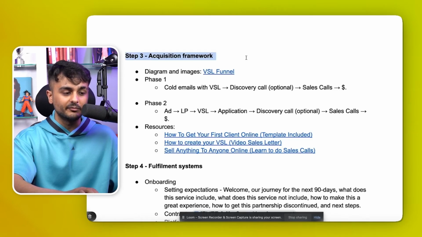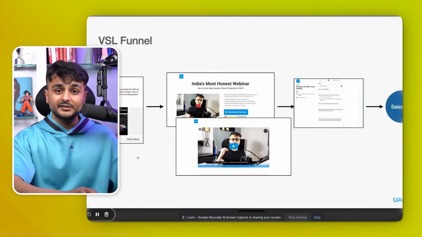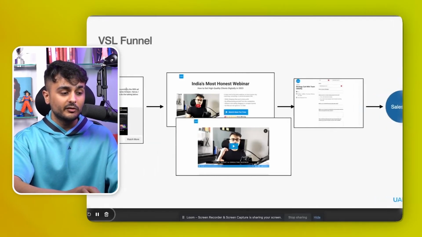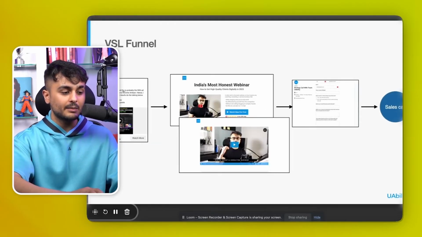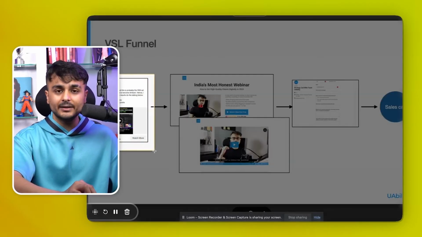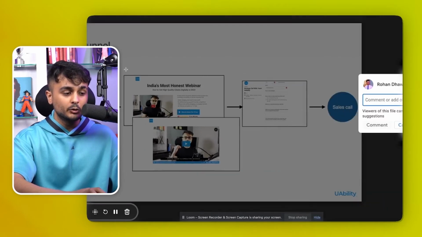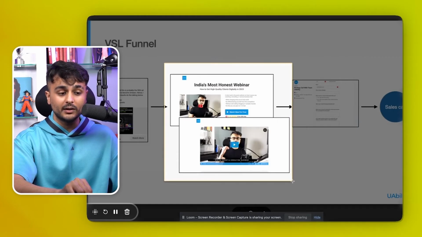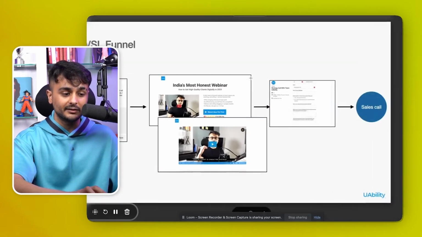The acquisition framework. For acquisition, the best thing that I recommend to everybody is to use a VSL funnel, which stands for a video sales letter funnel, which is pretty straightforward, right? You basically have an ad, or you send a cold email or whatever you desire. You send people to this page where they get to know more about you, watch your video, and understand more about what you do.